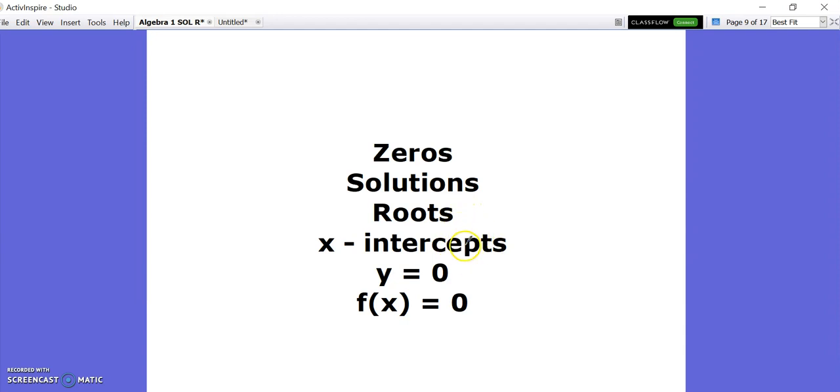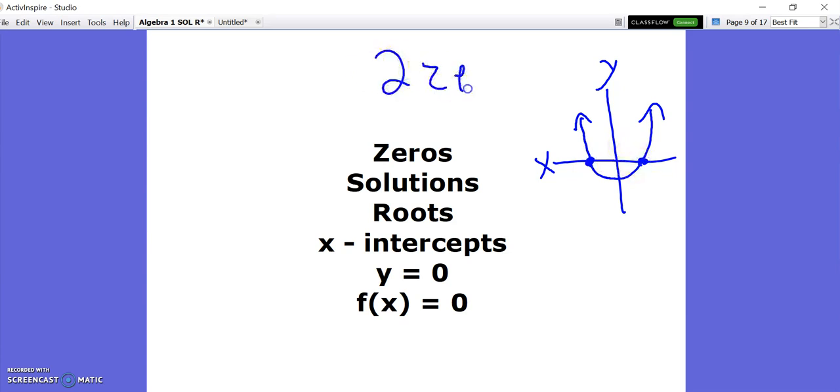Roots are x-intercepts on the graph. So that's where the graph crosses the x-axis. If I draw a coordinate plane, here's my x, here's my y-axis. If I have a graph that looks like this, it clearly crosses the x-axis here and here. So this would have two zeros. Okay, so this has two zeros.